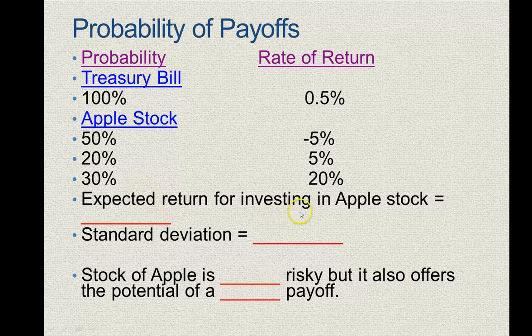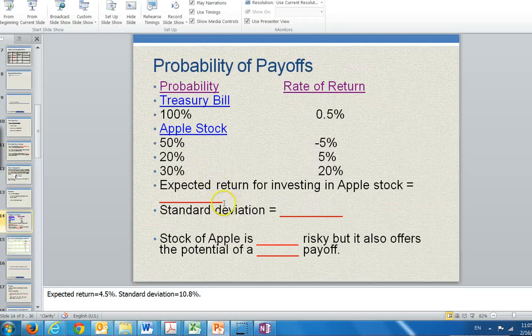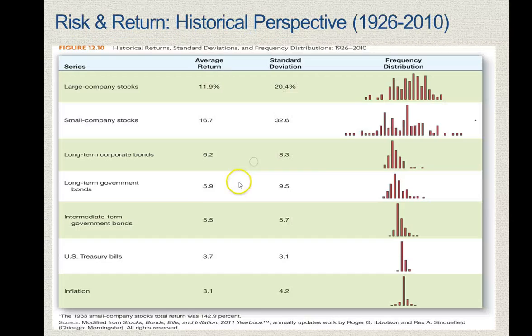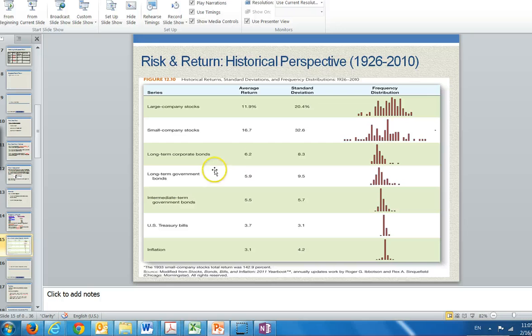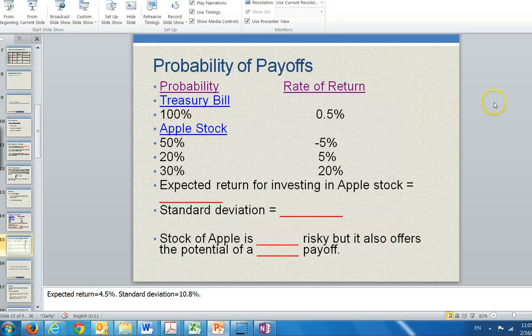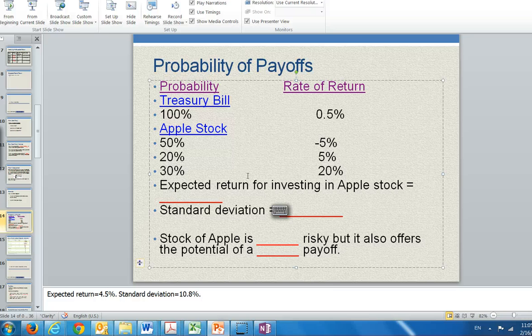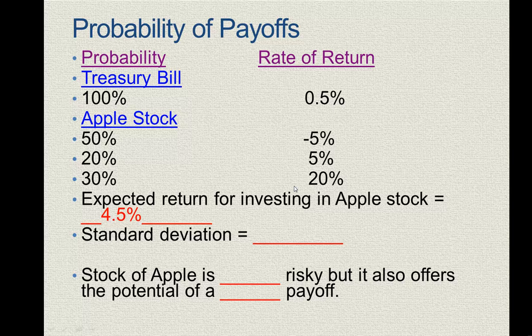So the expected return for investing in Apple stock, you can follow what we did to calculate the expected return by multiplying the probability by the corresponding return and sum them up. When you do that, it turns out the expected return for Apple stock is 4.5%. So let me fill in the blank here. 4.5%. And the standard deviation, that's the part that some students may find a little bit challenging to calculate. So let me put that into my OneNote.